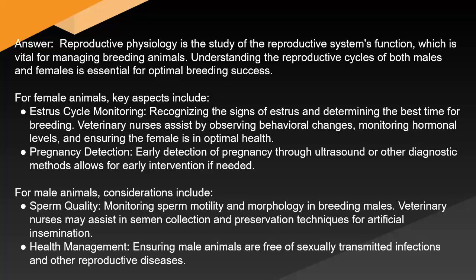For male animals, considerations include sperm quality, monitoring sperm motility and morphology in breeding males. Veterinary nurses may assist in semen collection and preservation techniques for artificial insemination. Health management: ensuring male animals are free of sexually transmitted infections and other reproductive diseases.